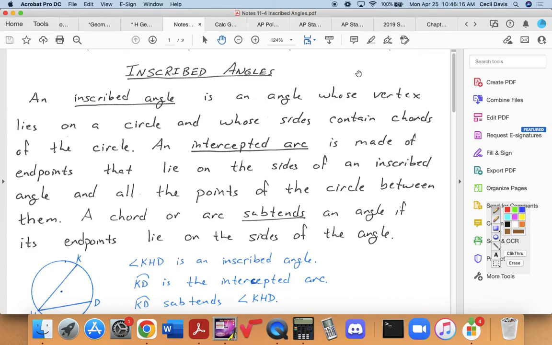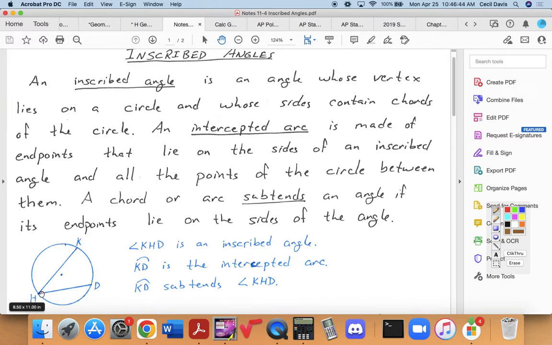All right, so we've been doing a whole bunch of stuff with circles, and we have been using central angles. Remember that a central angle is equal to the measure of the arc. On the other hand, an inscribed angle is not. An inscribed angle is an angle whose vertex lies on the circle and whose sides contain chords of the circle. So basically, if you draw two chords that have a common endpoint, you have drawn an inscribed angle.